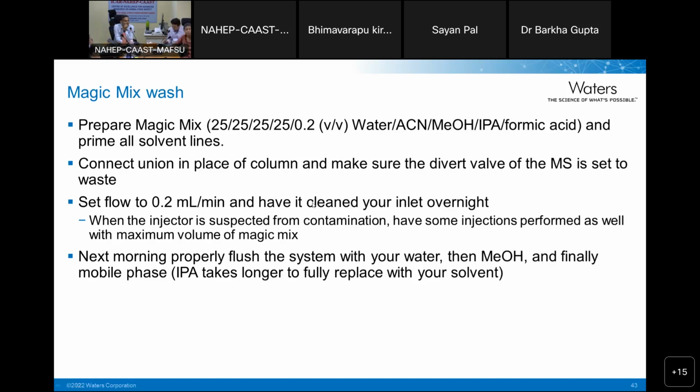Once that is done, properly flush the system with water and then methanol, and finally connect your mobile phase, as IPA will take a longer time to remove from the system.